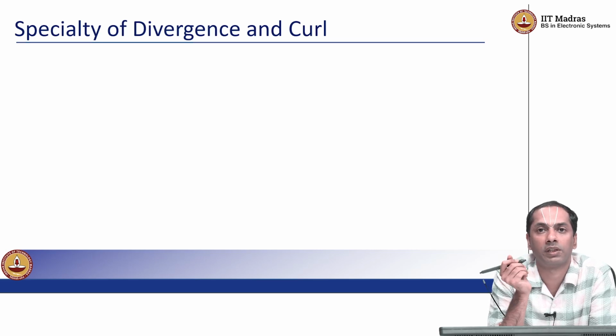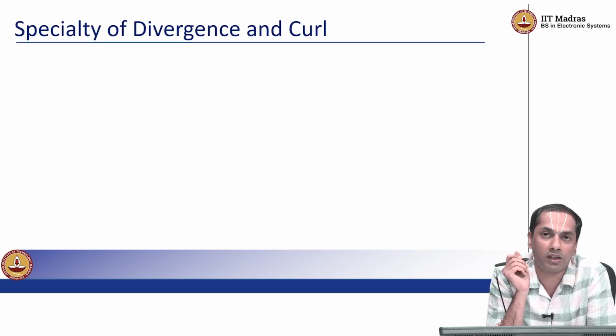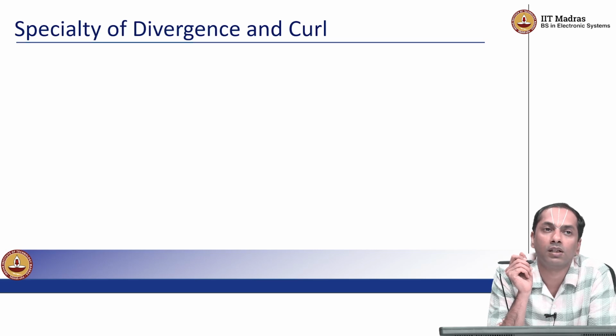There is another perspective that really puts a different light on the divergences and curls, and why these tend to show up in many physics equations. So let's take a look at this. The first question I'm going to ask is, what is so special about these divergences and curls?